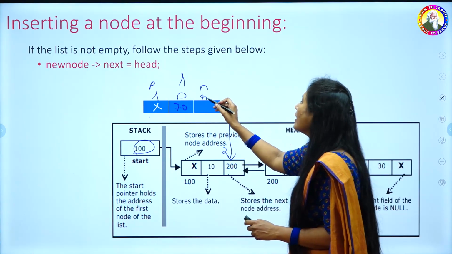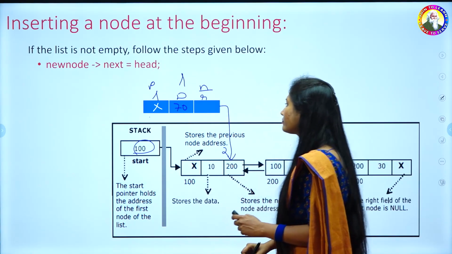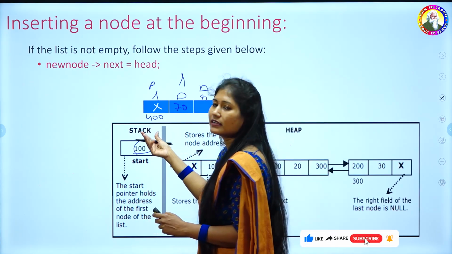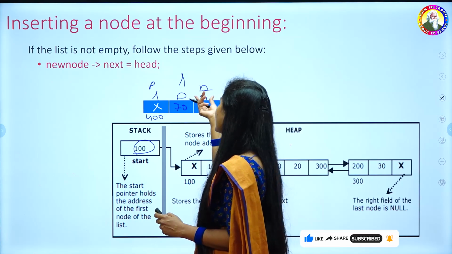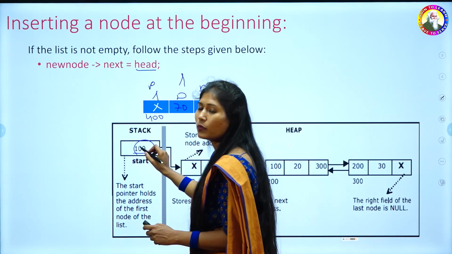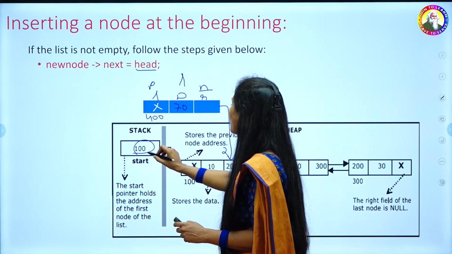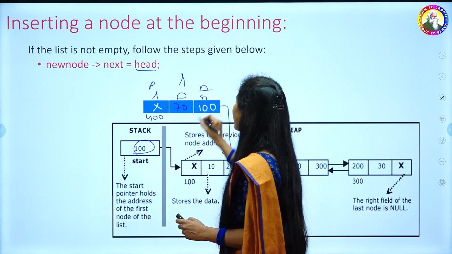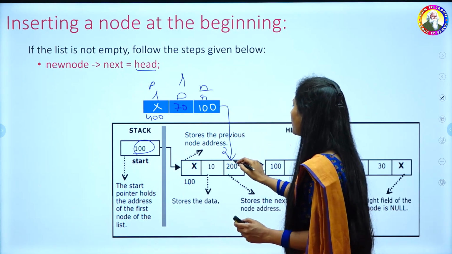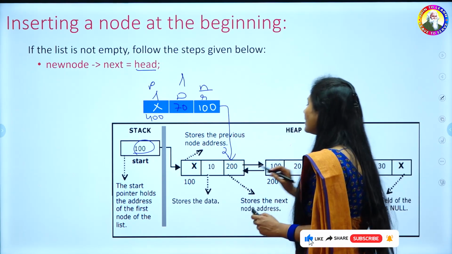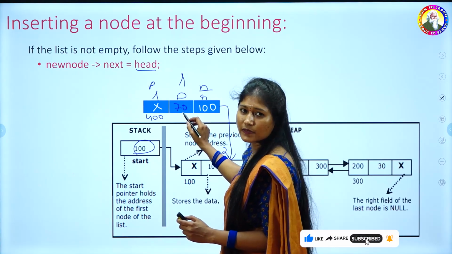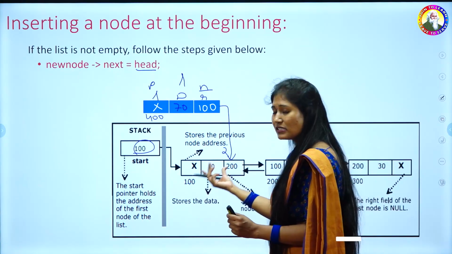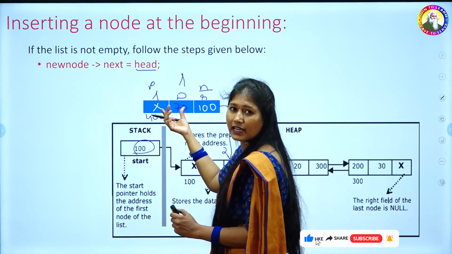That is new node next equal to head, which means that if the new address is 400, then 400's next should have the address of 100. What is there in the head pointer? That is 100. So here we are going to have the address 100, which means this one is going to point to this particular address. The next one is that this should point to the first one. Yes or no? Every node is going to point to the previous element also.